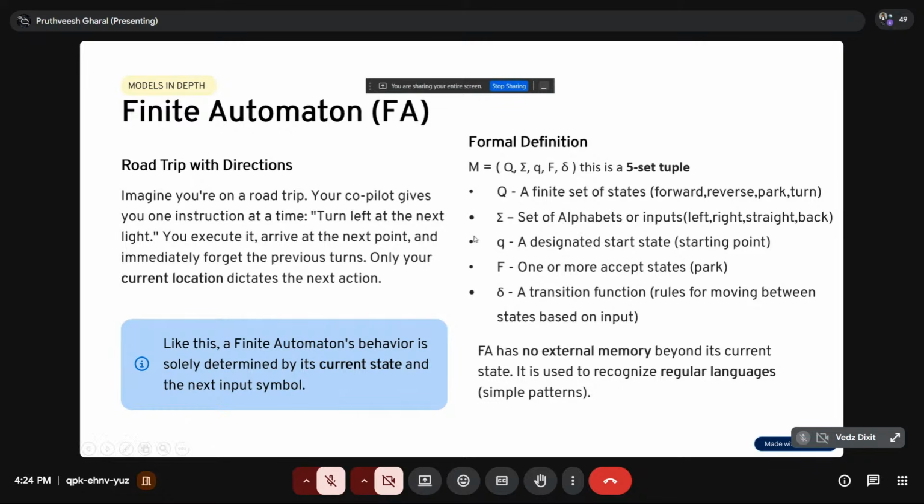Next is capital F, one or more accept states. So let's take for example that we have reached our destination, and Google Maps understood that you have reached your destination. Once we have reached the destination, we will obviously not let our car move forward or take a turn or anything. We will park it. So the final accept state we want our car to be in is the park state. It is as simple as that.